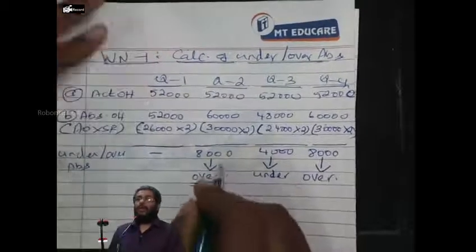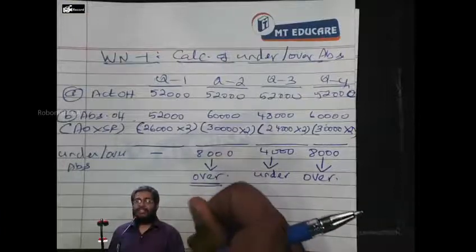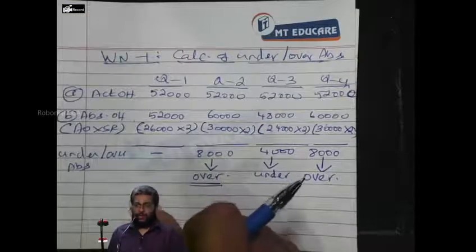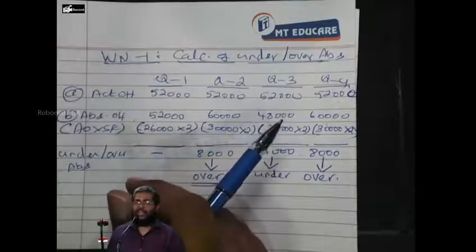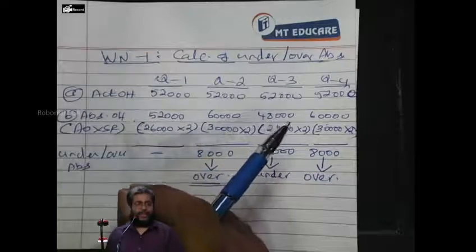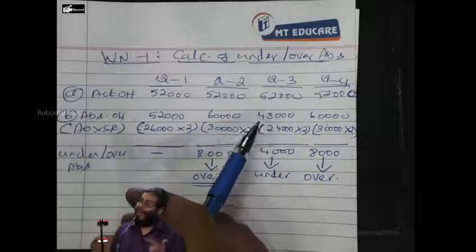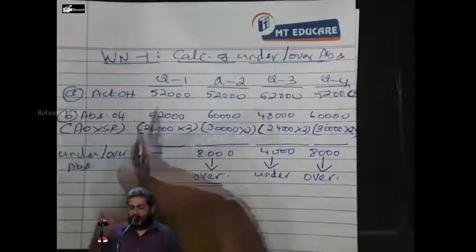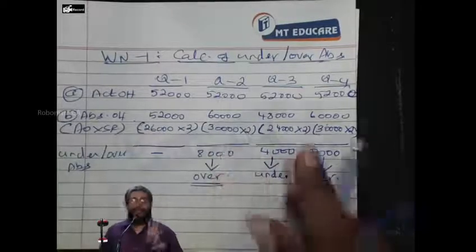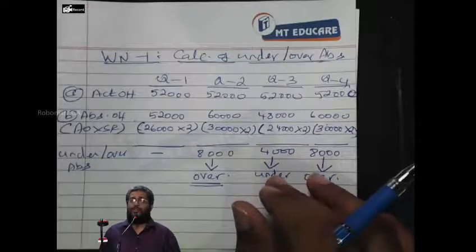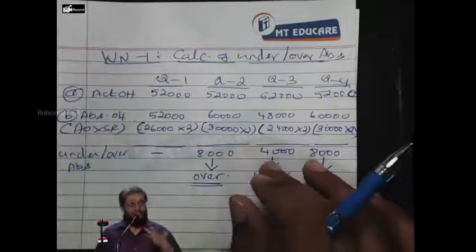Over absorption means cost is over debited. Instead of debiting 52 in my profit, I debit 60. When I over debit a number, what should I do? Credit it back. Crediting means add to the profit. Under absorption means what? I spent 52, I debited only 48. Then 4,000 is under debited. What should I do? Debit. Should I add or subtract from the profit?